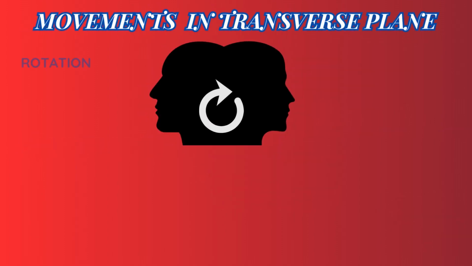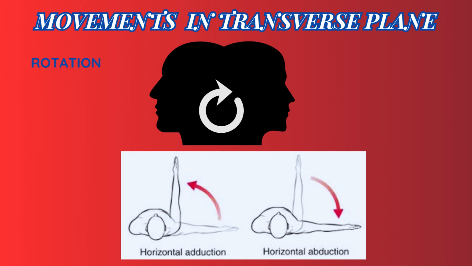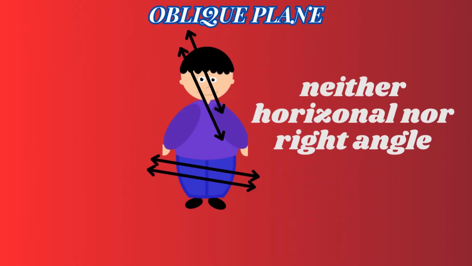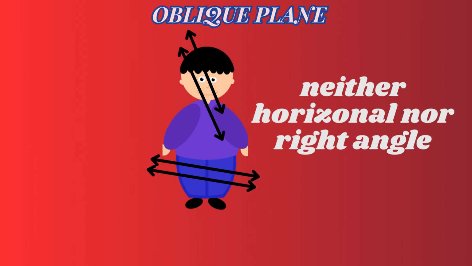Movements that occur in this plane involve rotation or horizontal movement, which include rotation, rotating the torso or a limb around its vertical axis, e.g., turning your head to the left or right. Horizontal abduction, moving the arm away from the midline of the body when it's at a 90-degree angle in front of you. Horizontal adduction, moving the arm toward the midline of the body when it's at a 90-degree angle to the side. 4. Oblique plane, a plane that is not horizontal or vertical.